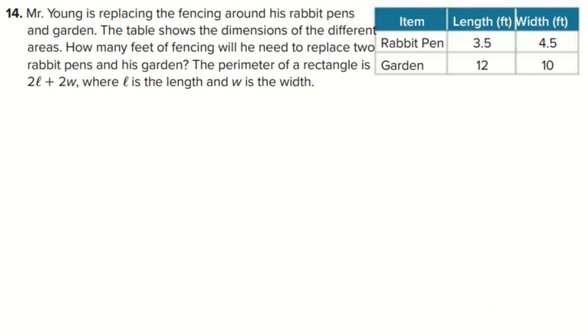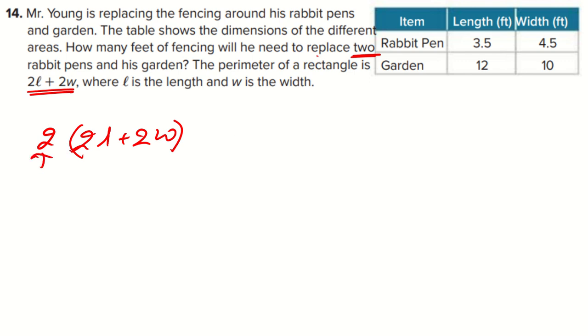Next is Mr. Young is replacing the fencing around his rabbit pens and gardens. Okay, the table shows the dimensions of the different areas. How many feet of fencing will he need to replace 2 rabbit pens and his garden? The perimeter, they have written the formula. If they don't write the formula in the exam, don't worry. It's very easy: 2 multiply length plus 2 multiply width. So how many feet of fencing will he need to replace 2 rabbit pens? For the rabbit it is 2L plus 2W. This is for the rabbit. Okay.